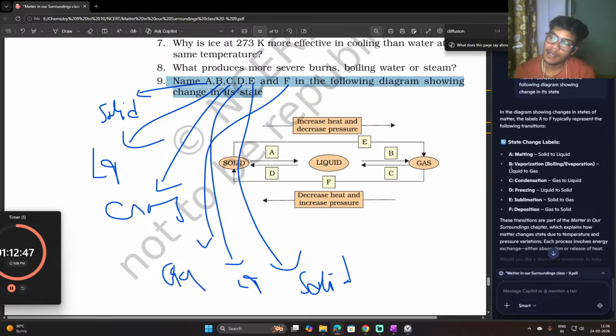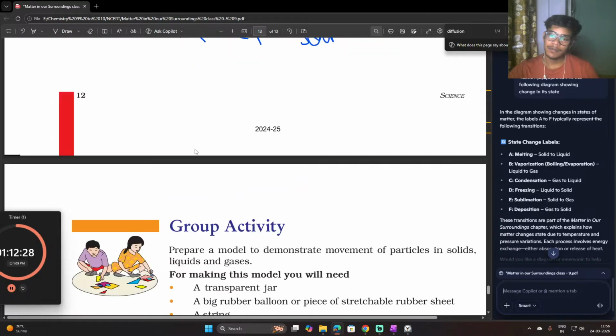So I wrote this. It's saying that it's becoming liquid to solid, so you have to write both, solid to liquid. That's how you write it. So A is solid to liquid, B is vaporization, liquid to gas, and C is condensation, gas to liquid. That's how you write it.